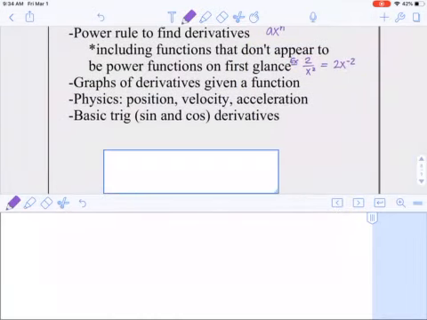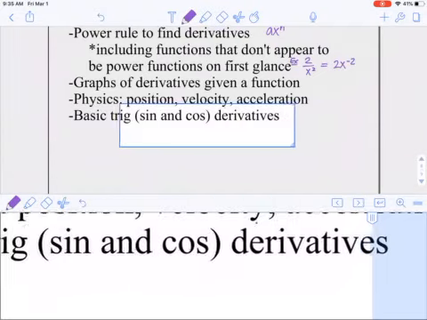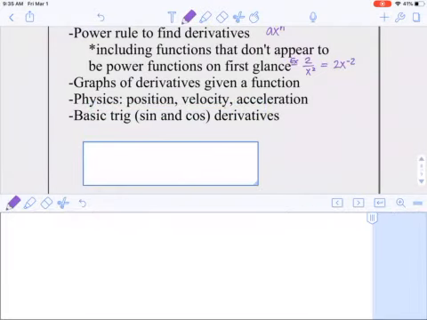You should feel comfortable creating and recognizing graphs of a derivative given a function. We've been practicing that for several days. You have a pink packet and green packet that you did for homework that should help you out. There is additional practice on Canvas for that stuff as well. The physics stuff of position, velocity, and acceleration that we've been working on the last couple of days is also fair game. You can tell the kinds of questions that I would be asking from what we talked about in class. And then the basic trig, sine and cosine derivatives that we just talked about, I would expect those should be okay for Monday.